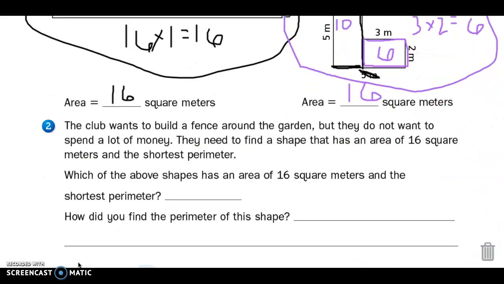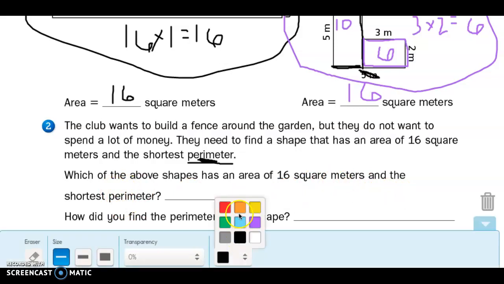The club wants to build a fence around the garden, but they do not want to spend a lot of money. They need to find a shape that has an area of 16 square meters and the shortest perimeter. That word perimeter sounds like rim, so it's like the outside, so we know we're going to add up the side lengths. Which of the above shapes has an area of 16 square meters and the shortest perimeter?